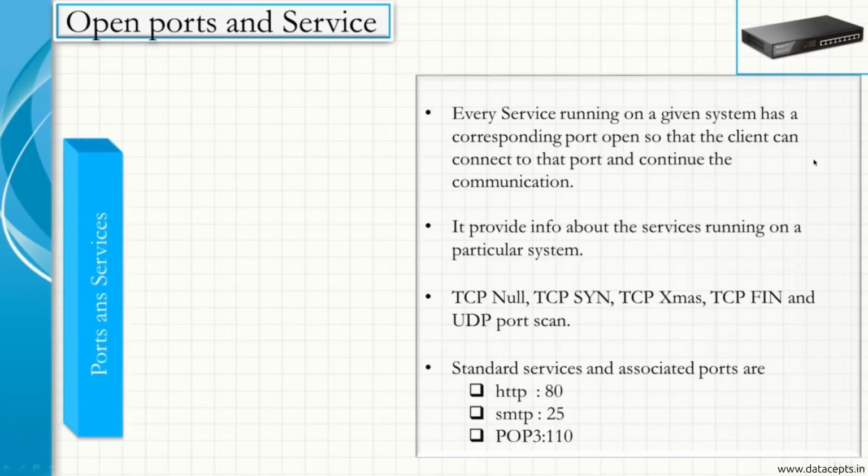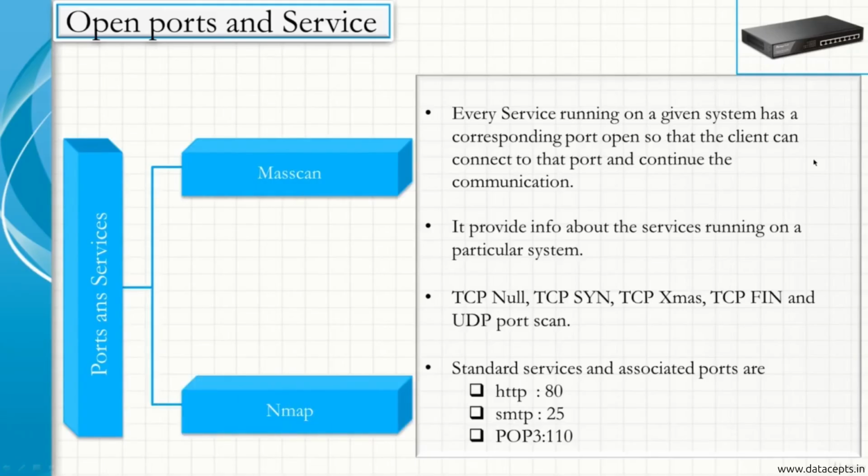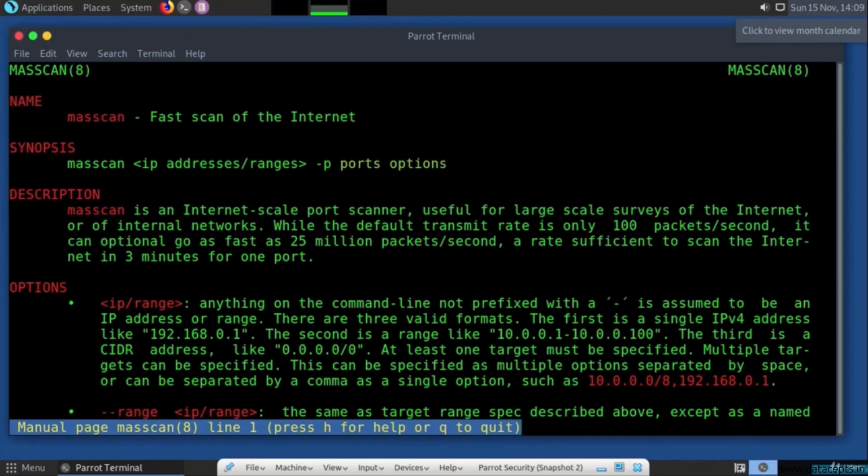Let's have a look at the tools that will be used to collect that information. One is masscan and the other one being Nmap. Let's have a demonstration of each one of them one by one. We'll try out the masscan utility.